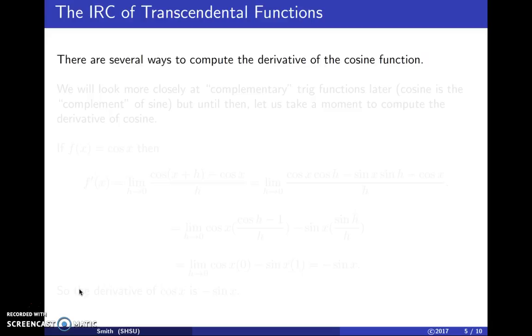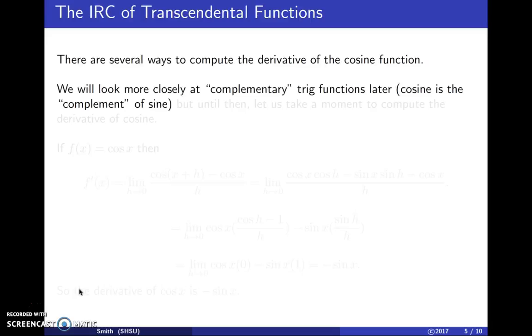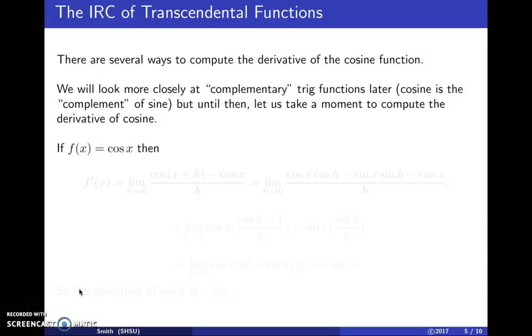We can also compute the derivative of the cosine function. There are several ways to do this, and later in the course we'll look at complementary trig functions and redo this derivative, recognizing that the cosine is the complement of sine. But until then, one way to do the derivative of the cosine function is to write out the definition. The derivative is the limit as h goes to 0 of change in y over change in x.